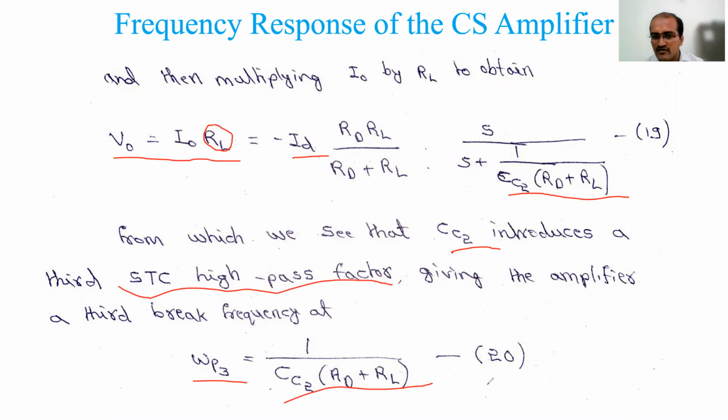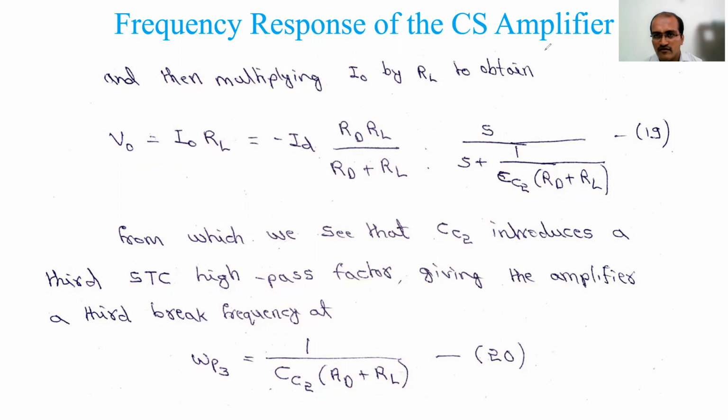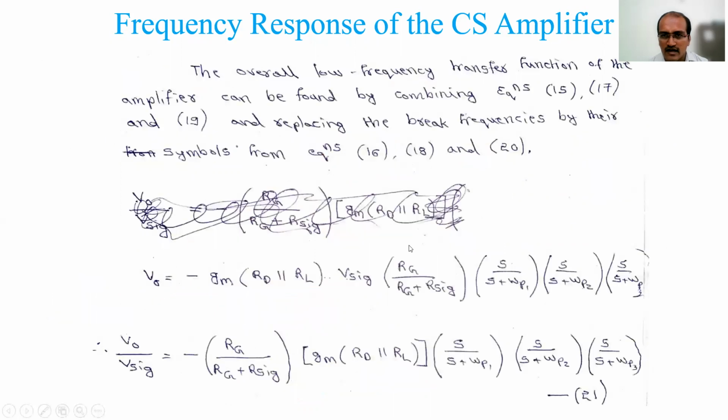So equations 15, 17, 19 will tell you the response, and equations 16, 18 and 20 will tell you the break frequencies of the low frequency response. So now there are three sets of low frequency response, of which one is the major one, and only that we will consider for our FL. The remaining we'll say have a negligible effect compared to that. So finally we'll derive that FL. So these are three sets of analysis. We'll combine this.